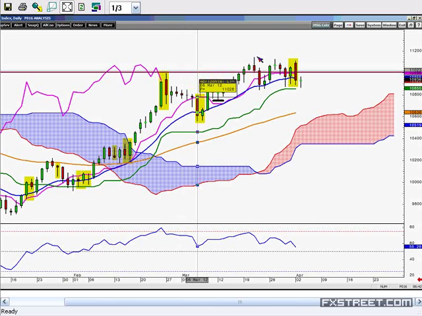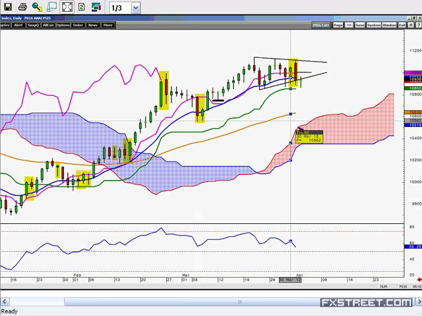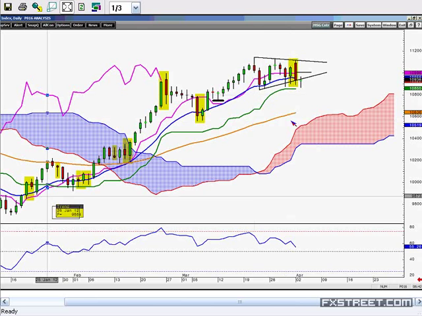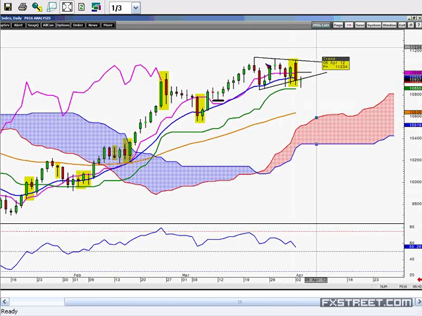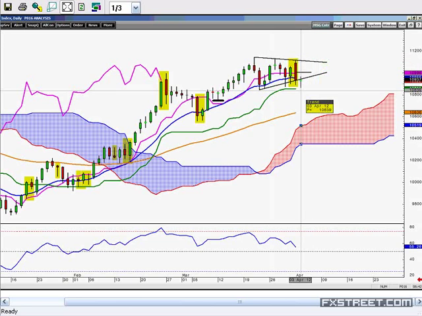Okay, what did we also have? We have that, okay, symmetrical triangle formation. Symmetrical triangle formation has a bias to break to the upside after a bullish trend. So we're in a bullish trend. It consolidates. It has a bias to break to the upside, but that is all it is. It is a bias, and it's only a mild bias in a symmetrical triangle. Okay, we've broken out to the downside.